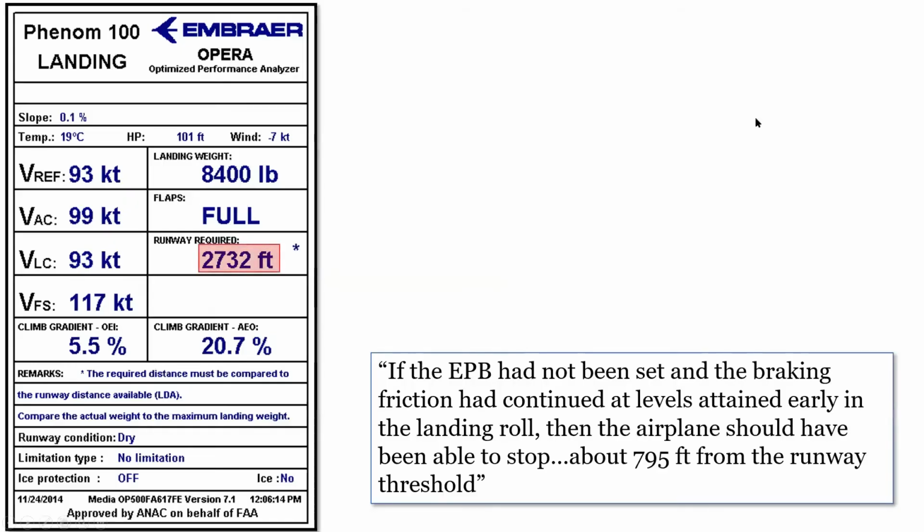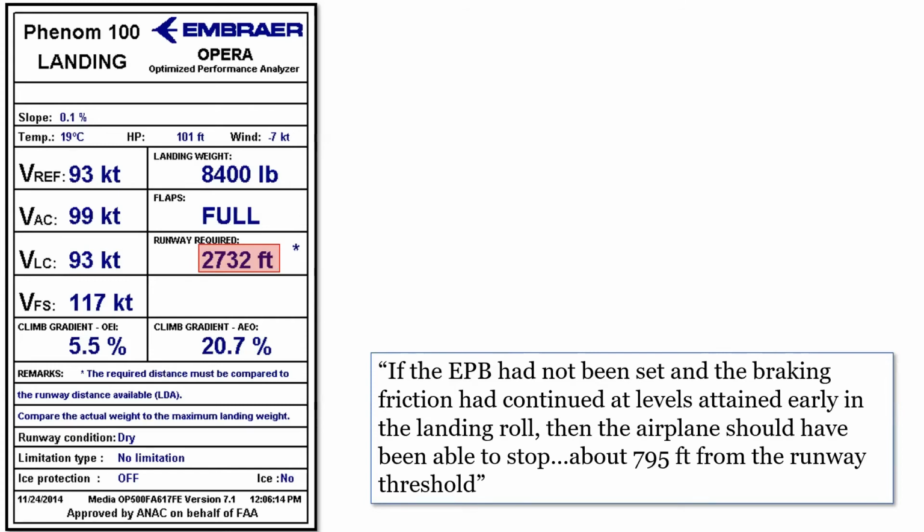If we run the performance for the conditions that existed, we see that on a dry runway, this particular aircraft we would have expected to require a little bit over 2,700 feet of stopping distance. The NTSB and the manufacturer recreated the performance that existed at the time. Using the deceleration that was measured, they were able to calculate the friction that existed, and they determined that had the emergency brake not been set, had the normal braking just been applied, the anti-skid allowed to do its job, then the aircraft would have stopped about 800 feet from the runway threshold.